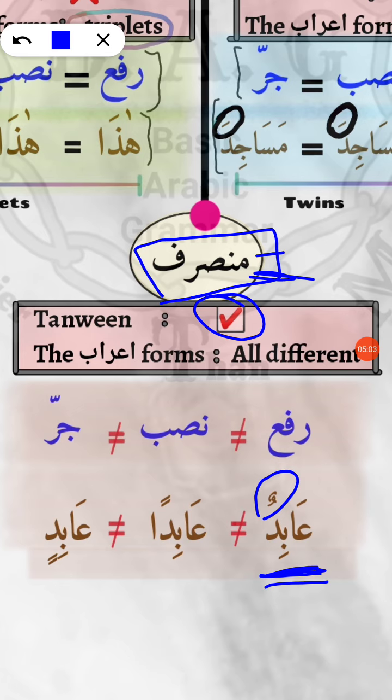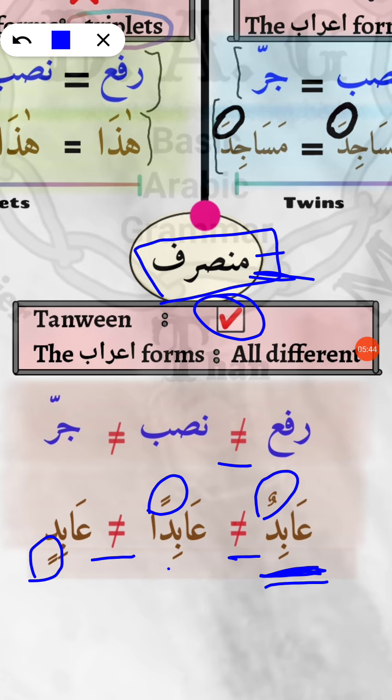And the tanween for rafa form is un. The tanween for nasab form is an, and then the tanween for jar form is in. Right? We know this much already. However, what you can see here is that the rafa form is not equal to the nasab form, which is not equal or similar to the jar form. So we have abidun, which is not similar to abidan, as you can see from the ending sounds. And of course, they're not similar to abidin, which is a distinct entity in itself. All right, so all these three forms of rafa, nasab, jar are not similar to each other.